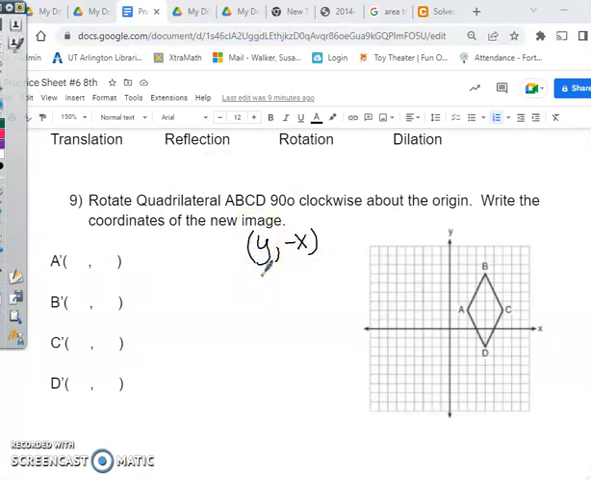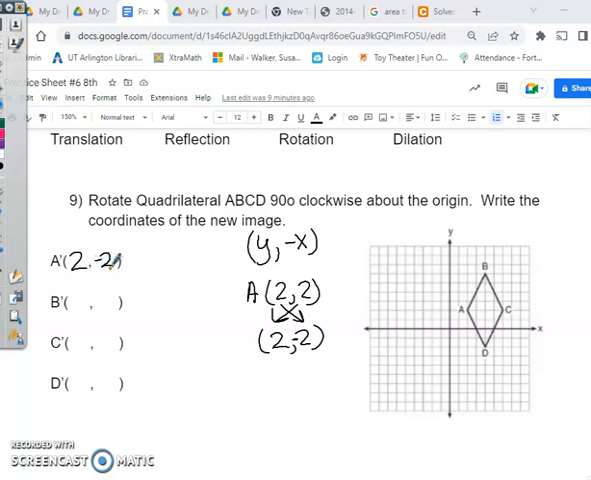Okay. So I'm going to find each point. So I'll do two of these with you. A is 2, comma 2. 1, 2, 1, 2. So the rule, we flip it. So it doesn't matter, they're the same, right? And then this one becomes negative.